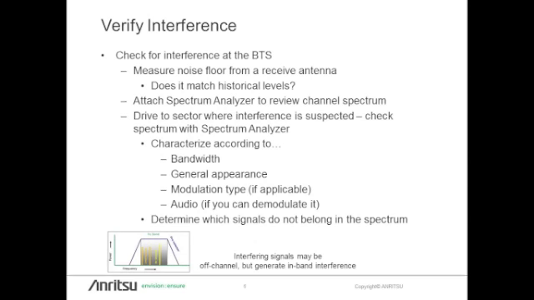Audio is another way if you can demodulate it. It could be potentially a harmonic of some lower frequency audio signal, for example. And then, as I mentioned, you can determine which signals do not belong in that spectrum. And there's a little diagram on the bottom there. The interferers can really be off-channel or on-channel, as long as they fit within the filter bandwidth of the receive system. They can be generated in other channels and appear on the channel that you're looking at. So it's another thing that you might want to consider.